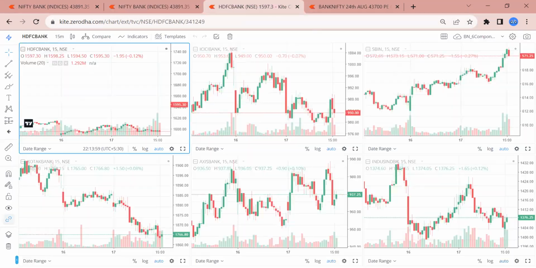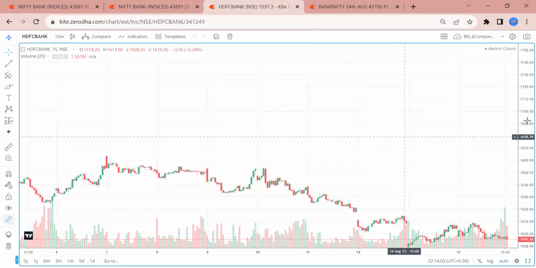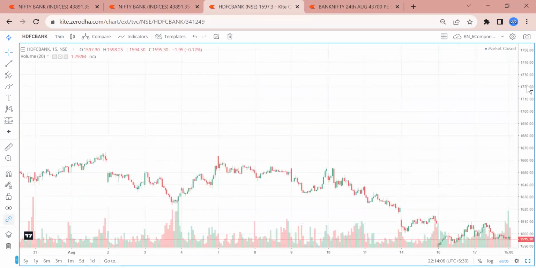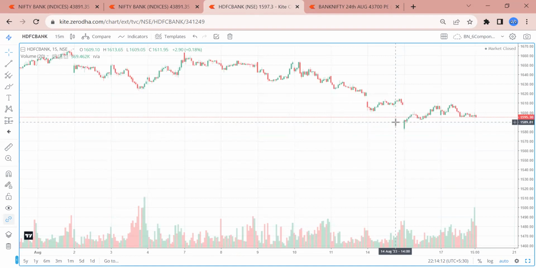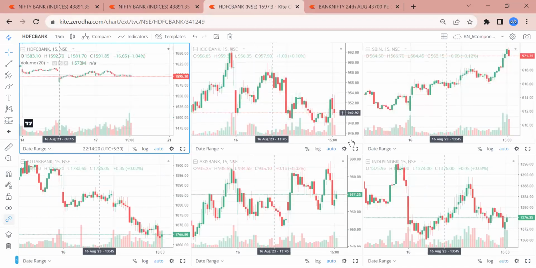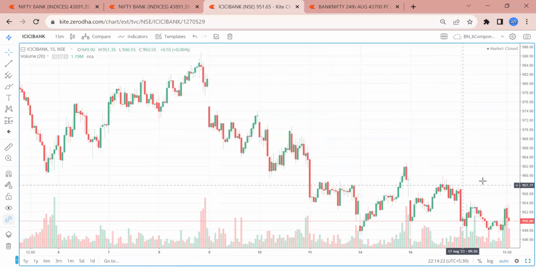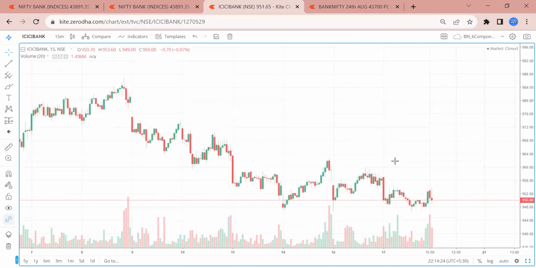Now let's look at the component chart. Clearly, HDFC, till it breaks and closes below 1590, I am not looking at a bearish trend here. And till it closes above 1609, I'm not looking at it. So HDFC is stuck in a range. ICICI is again stuck in a range. So both these big components are stuck in a range.